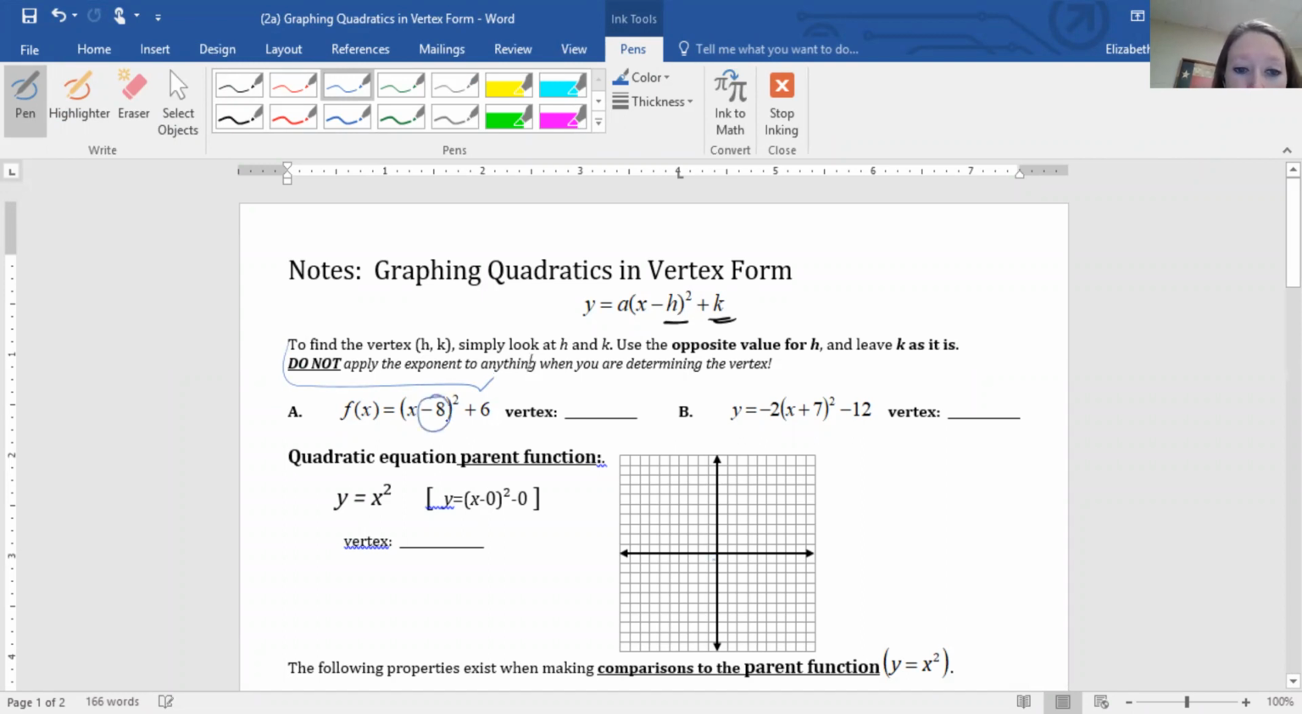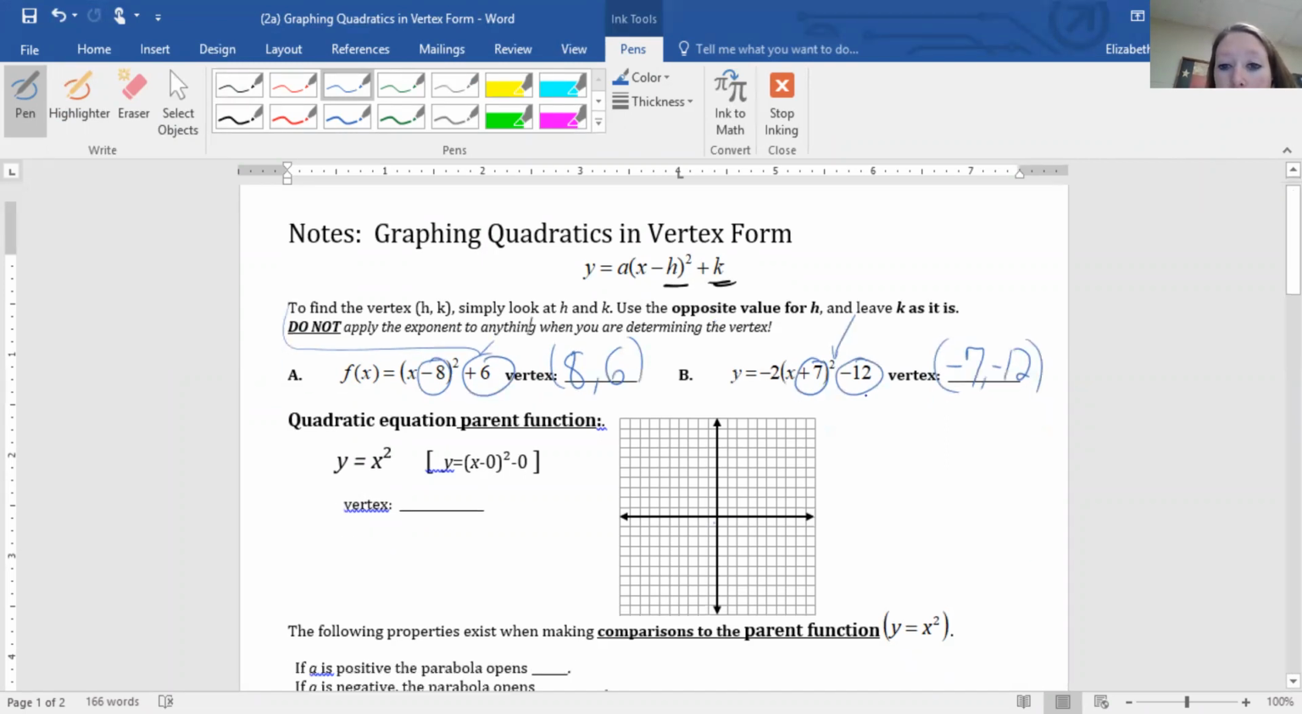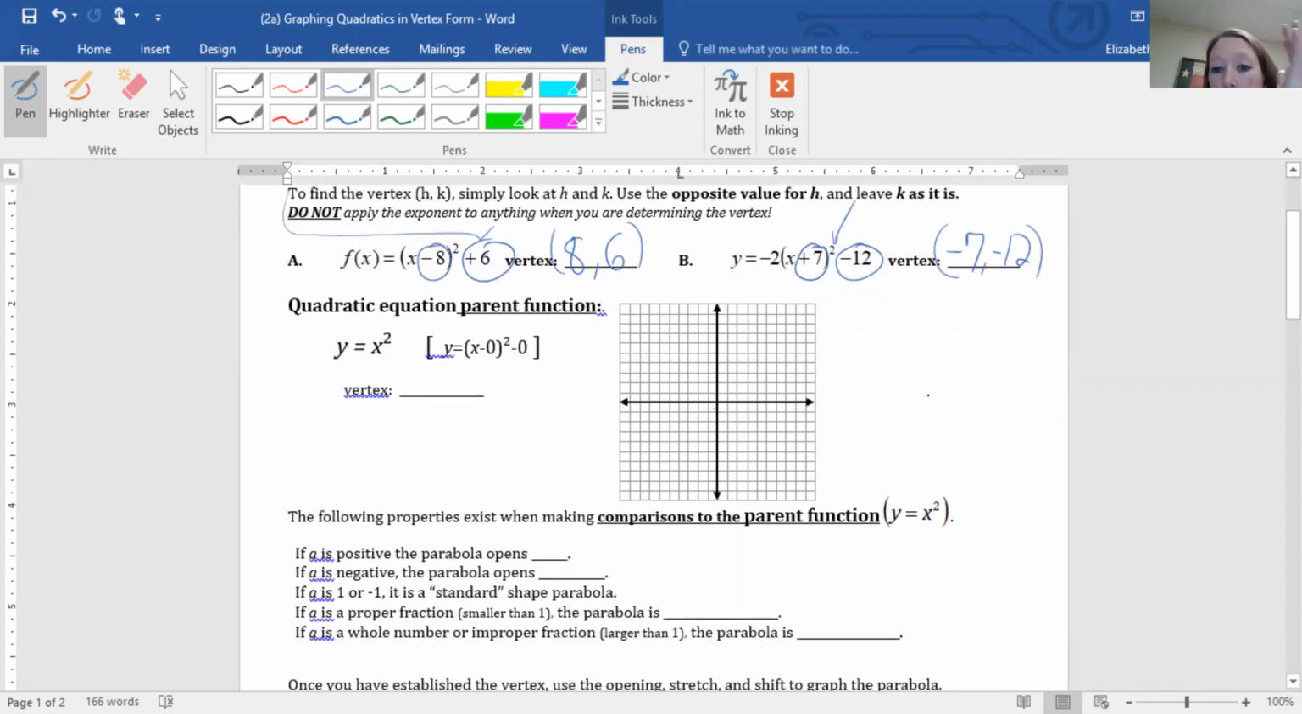So this is h, that's a -8, so we're going to take the opposite, that's +8. This is k, we take it as it is. That's my vertex. Simple, easy, ignore the exponent. This is my h, the opposite of that is my x. This is my y. Ta-da. All right, very simple. We have our vertex form.